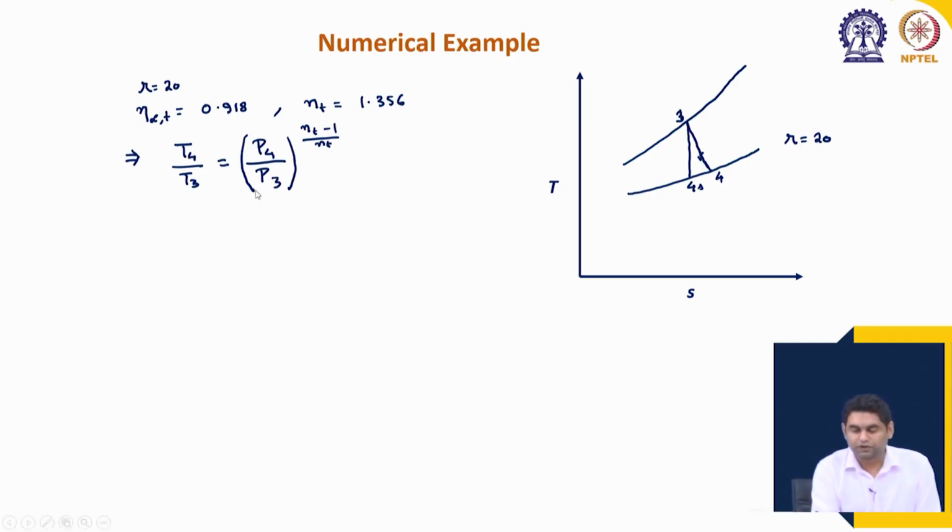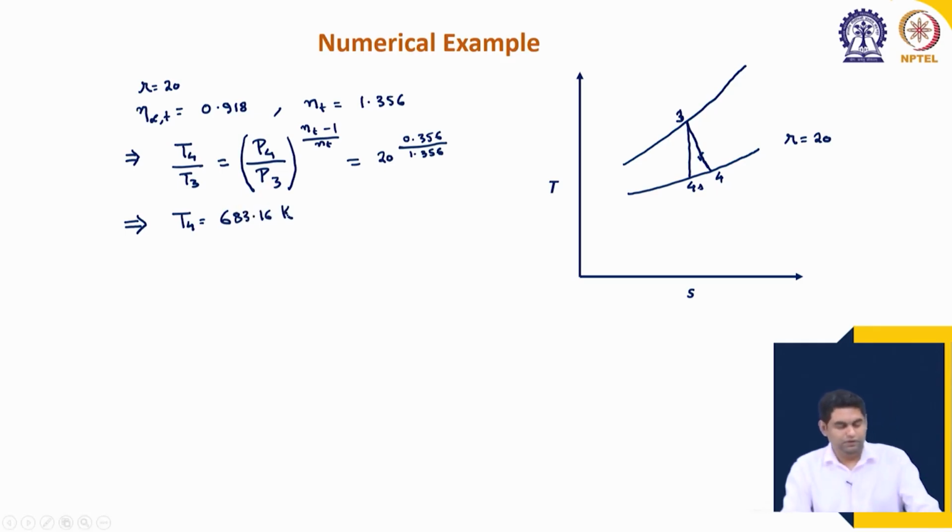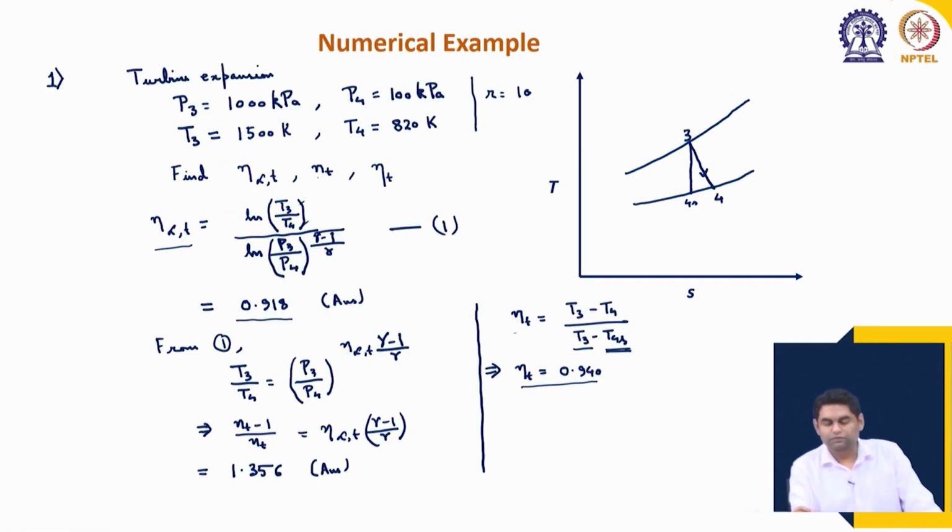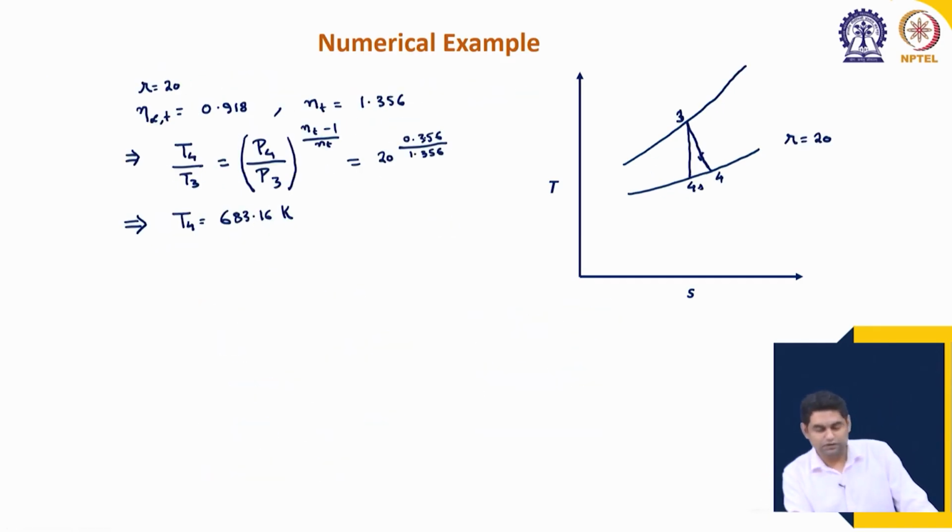P4 by P3 is 20. So, this is 20 to the power 0.356 by 1.356. T3 is 1500. So, this gives us a value of T4 equal to 683.16 Kelvin, okay, which of course should be lower than the T4 value in the previous case, because now we have a larger compression, a larger expansion.